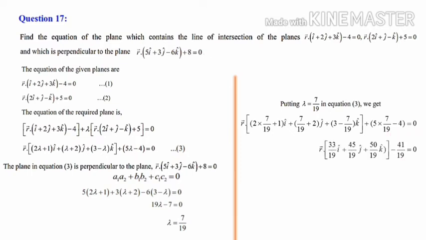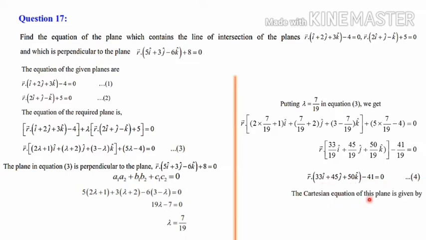When you do the calculation, vector r dot (14 plus 19, 14 plus 19 is 33 divided by 19) into i cap. Here it is 7 plus 38, 7 plus 38 is 45 by 19, into j cap. Then here when you do the calculation you will get 50 by 19 into k cap is equal to, when you do this calculation, you will get 41 by 19 equal to 0. Then when you cancel 19 throughout you will get vector r dot (33 i cap plus 45 j cap plus 50 k cap) minus 41 is equal to 0. Label it as equation number 4.